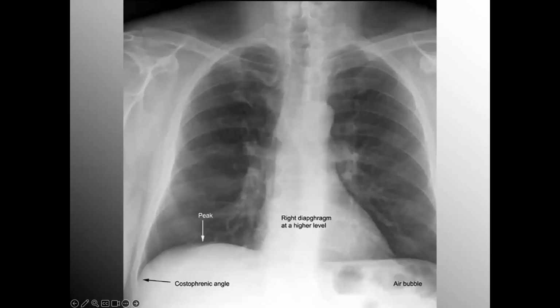A relatively normal chest x-ray here, and in particular, note the labeled air bubble, indicative of typical stomach gas, not necessarily a significant finding.